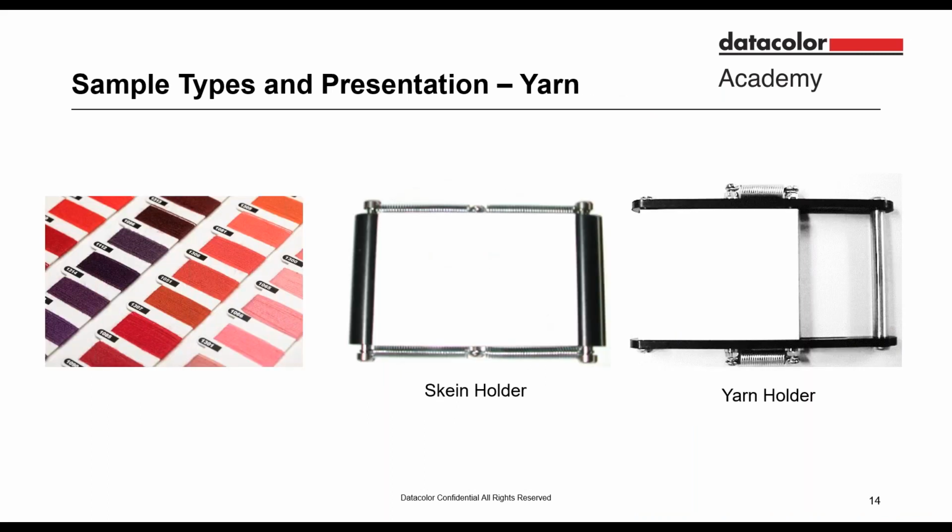For yarns, we could use the previous compression holder, or we could use different presentations that are proven to produce repeatable results. One of them is winding the yarn on a card, like shown on the left. The other two presentations use a skein or yarn holder, depending on your sample. The yarn is placed in the white part, and the springs allow us to clamp the yarn in place.